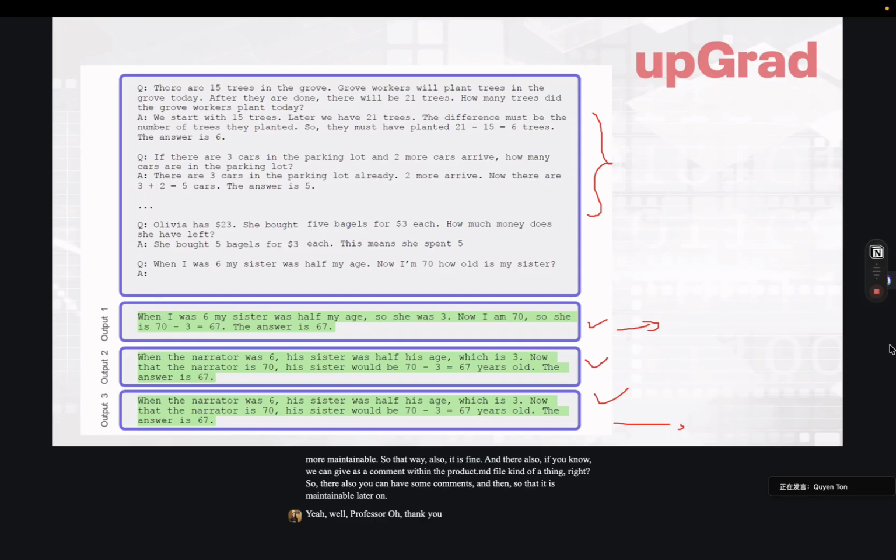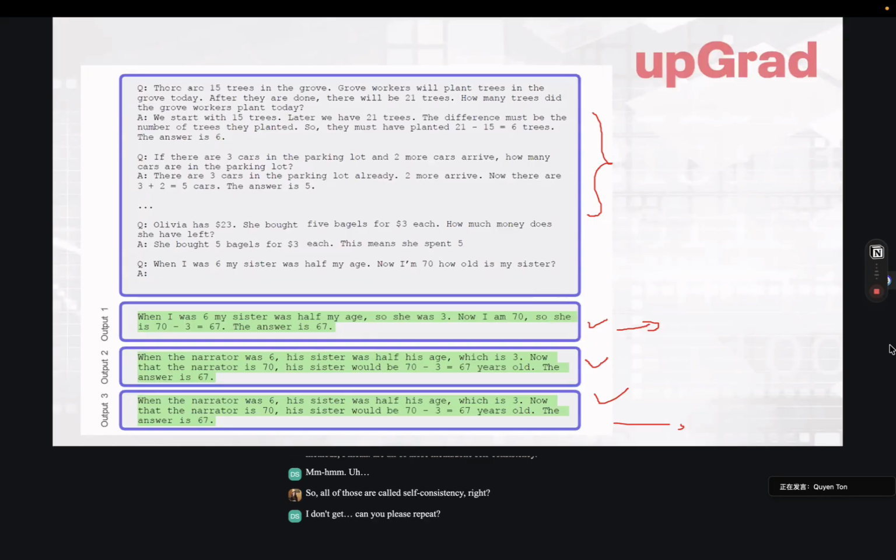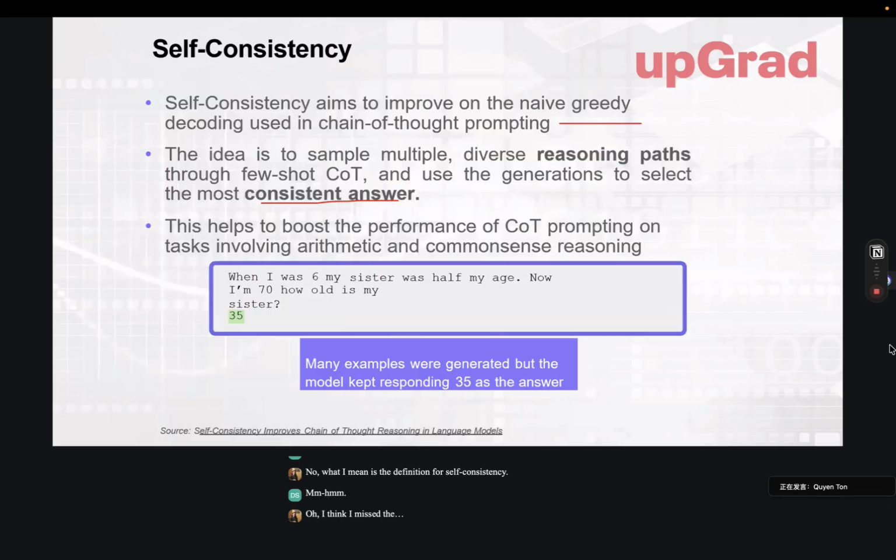Thank you, Professor. I understand one-shot, few-shot, and chain of thought are all methods. But are all of those methods called self-consistency? I didn't get it, can you please repeat? No, what I mean is the definition for self-consistency. I think I missed the definition for it.